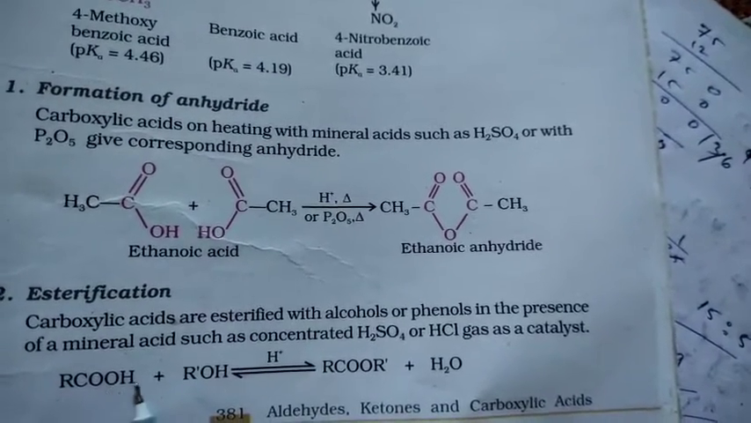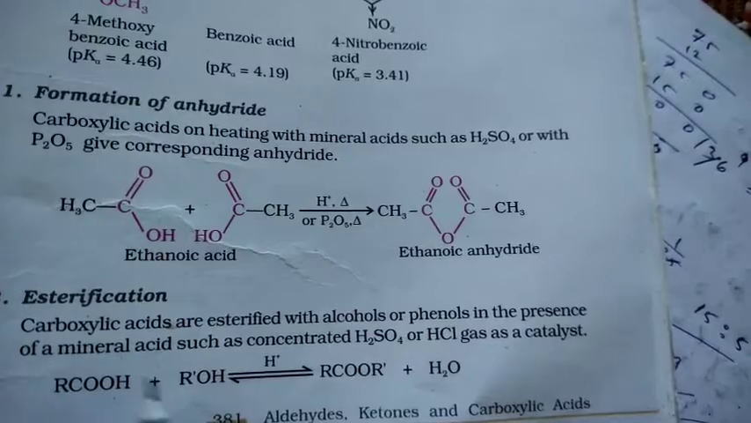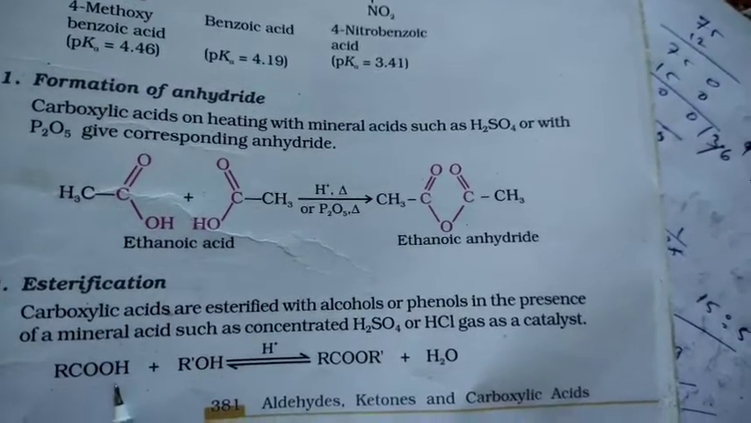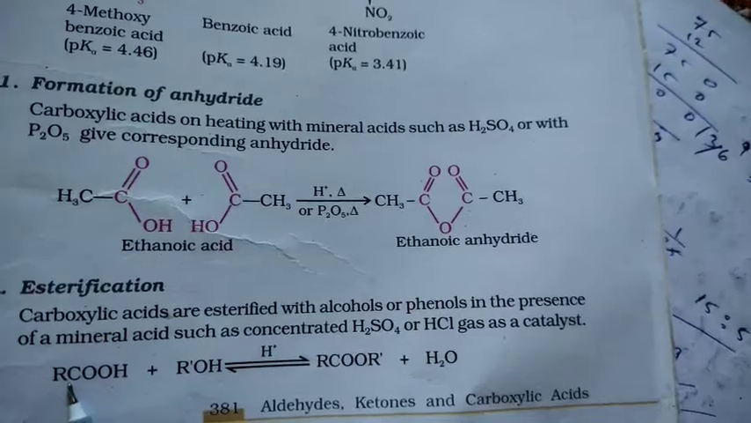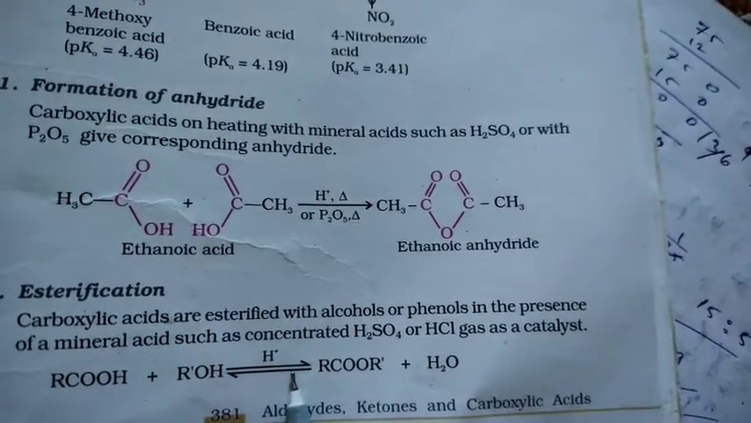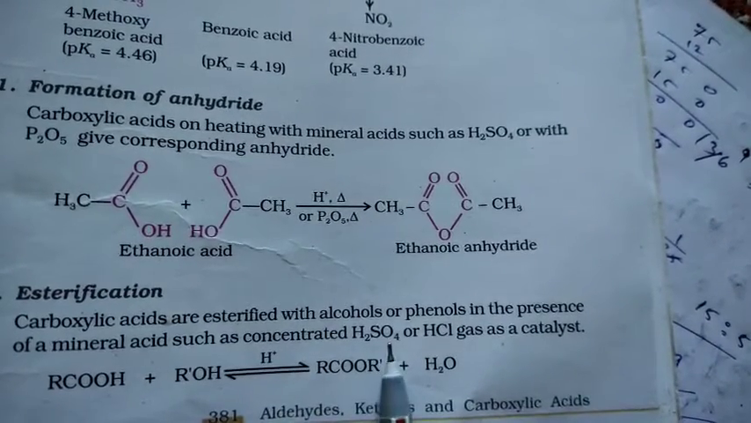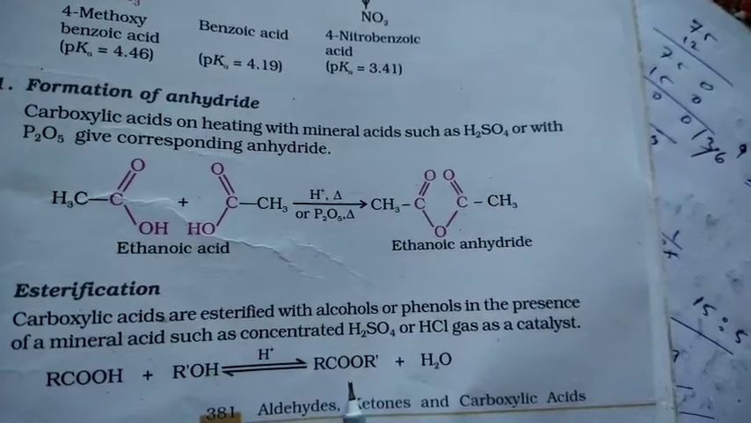So when carboxylic acid is treated with alcohol, these two are the general structures. In place of R you can use the alkyl or the aryl groups. Okay, and it is treated in the presence of an acid like sulfuric acid or hydrochloric acid.